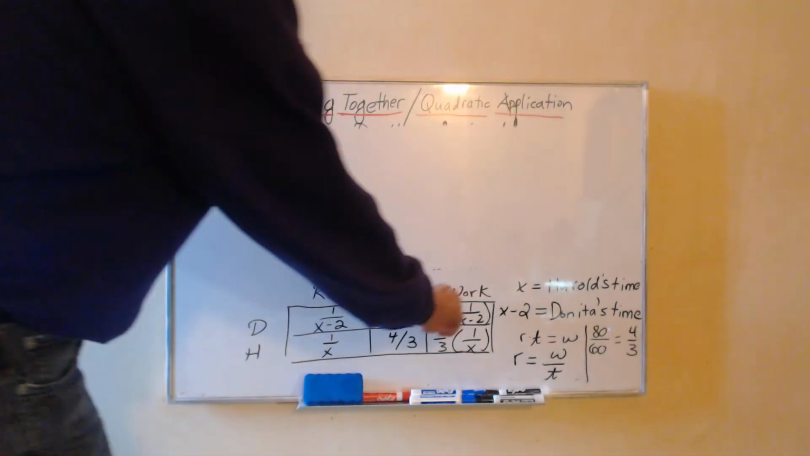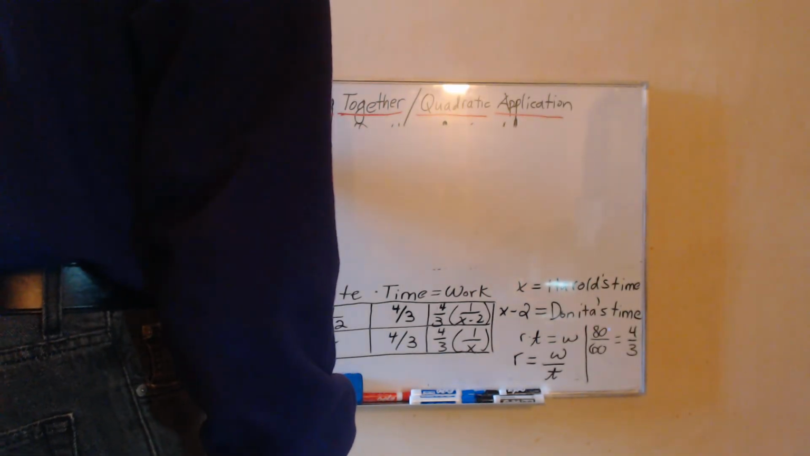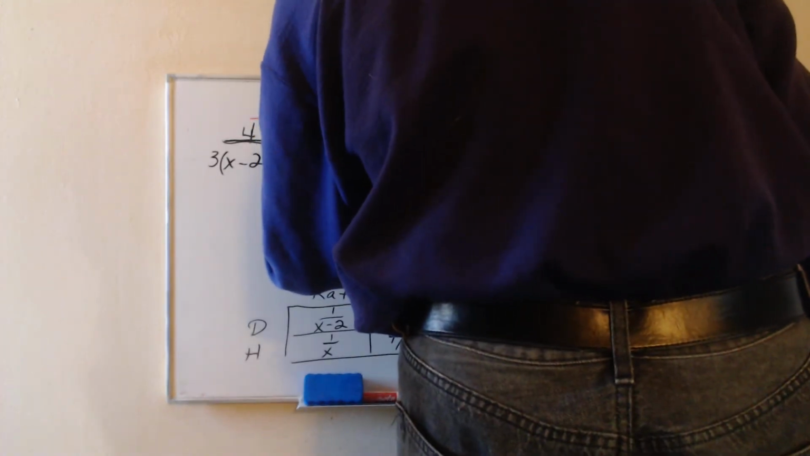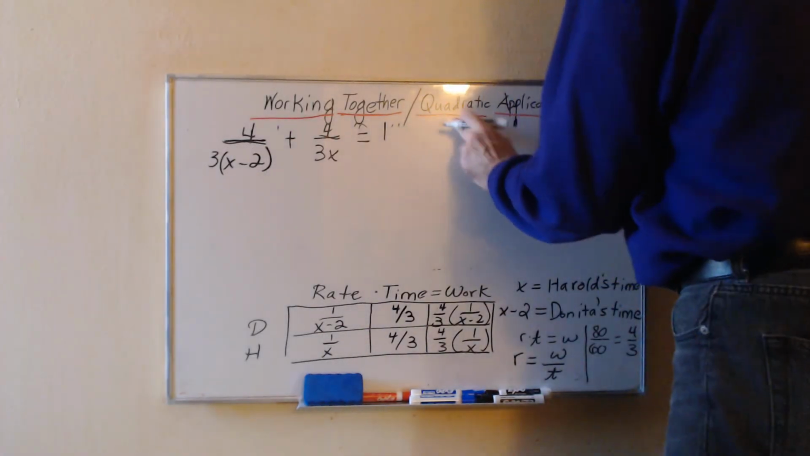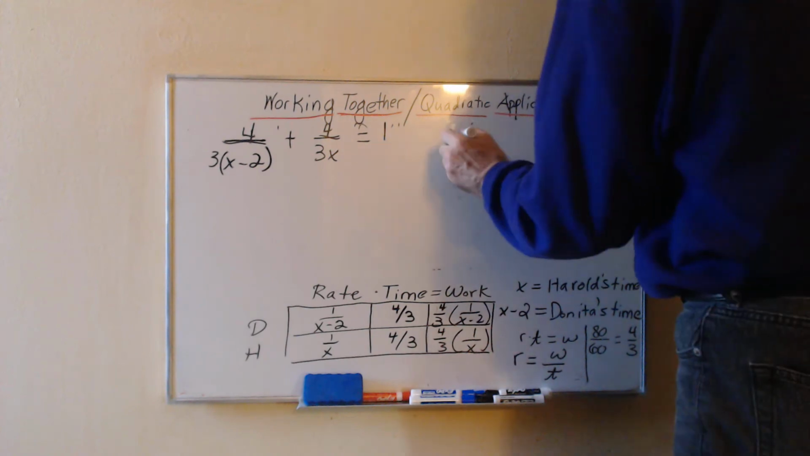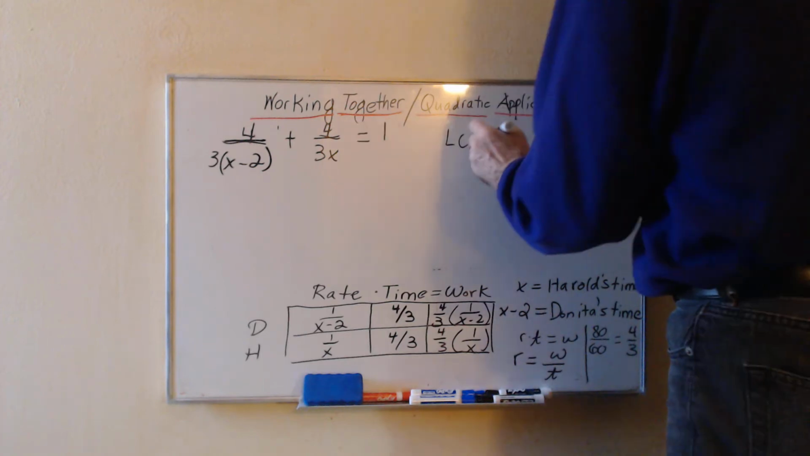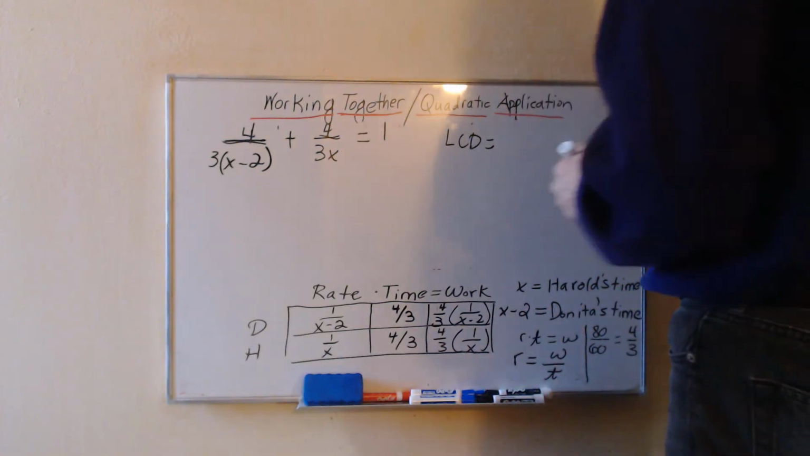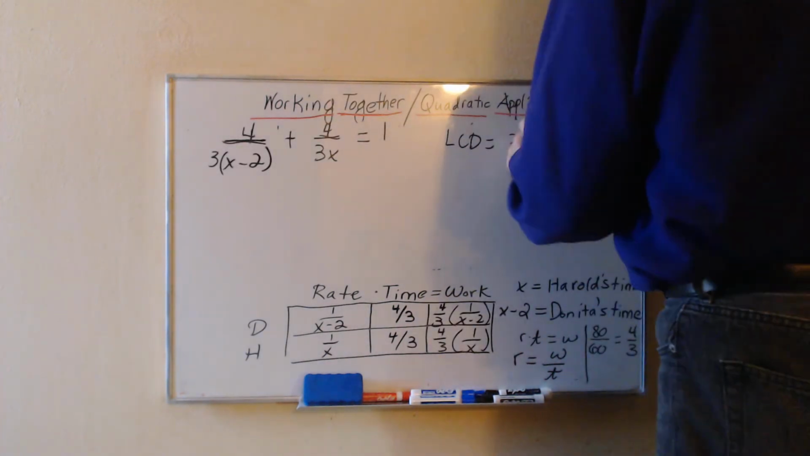Now I will simplify this part, 4 times 1 being 4. Similarly, with the amount of work that Harold gets done, the total is 1. We can't do anything to factor these further, so our least common denominator, if we think of the 1 over here as also over 1, that doesn't contribute anything to the least common denominator. 3 is a common factor. X is a common factor.